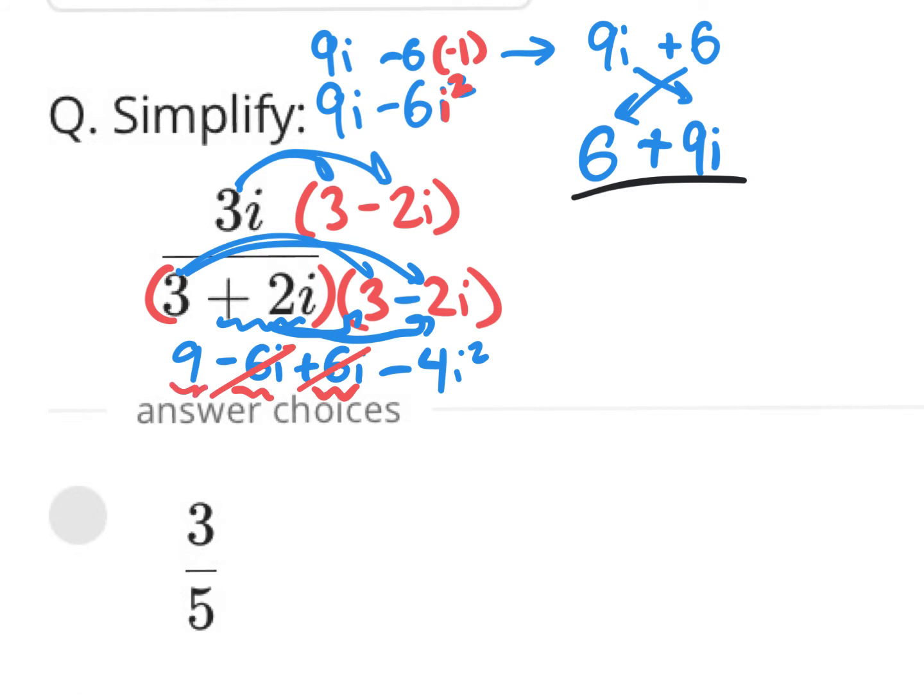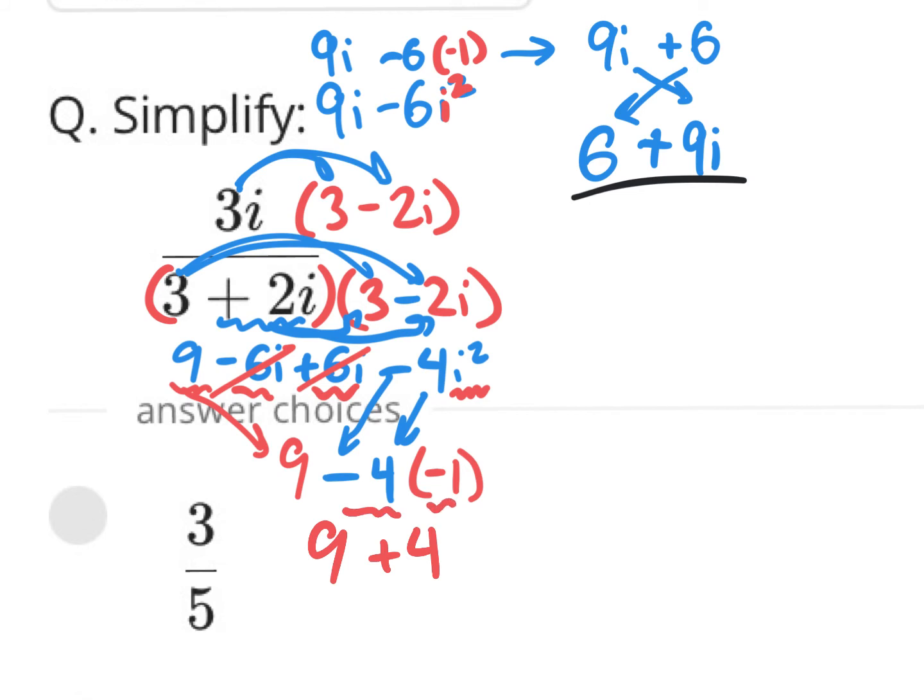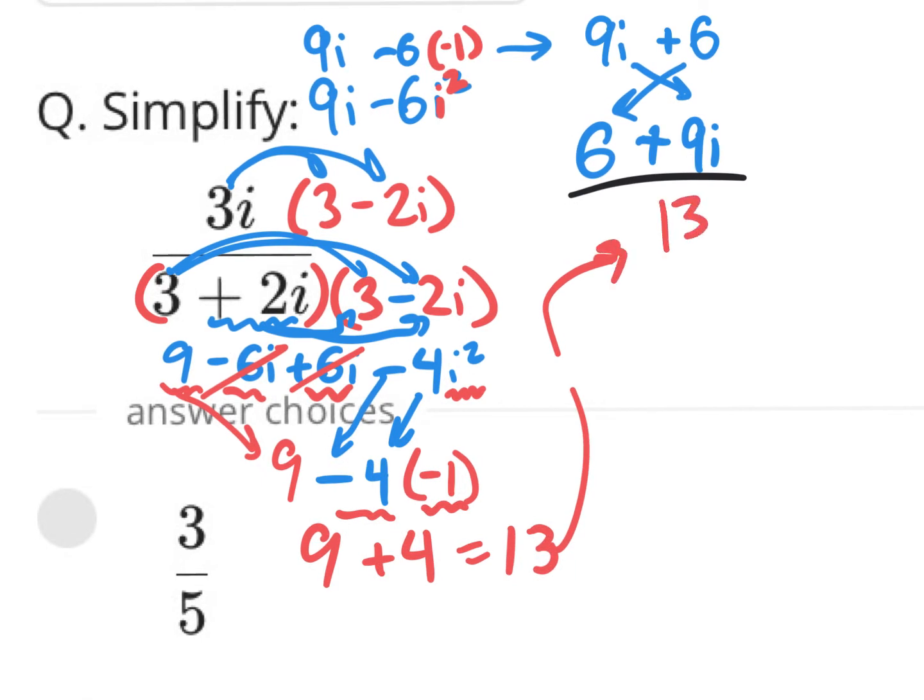But what do we have left? We have the 9 right here. We also have a minus sign, but we have a 4. But we might as well put the times i squared, which is a negative 1. So you have to multiply before subtracting. Negative times a negative is a positive. So we have 9 plus 4, right? A negative 4 times a negative 1 is a positive 4. So you have 9 plus 4, which is 13. So we have a 13 down here.